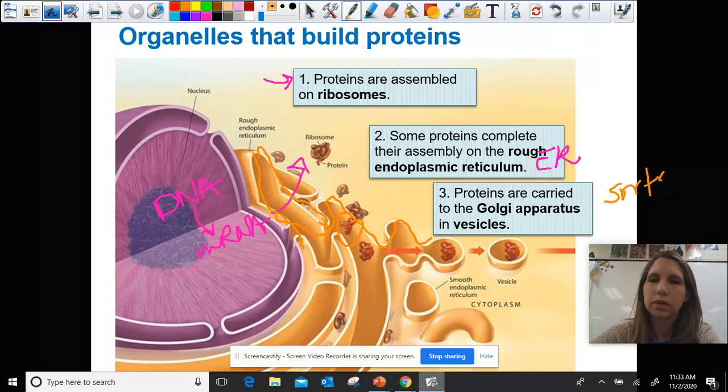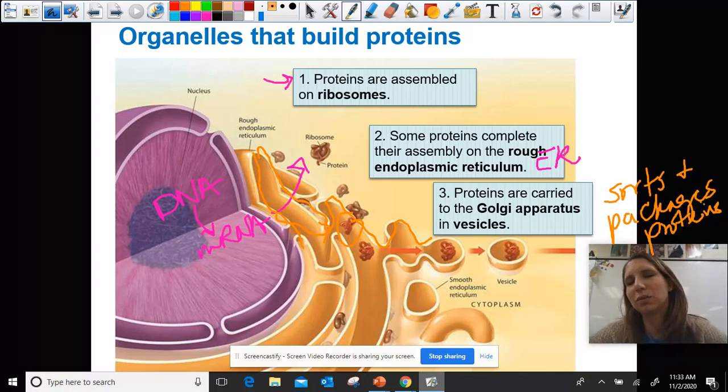and packages proteins. So that's the job of the Golgi. I usually like to think of the Golgi as being kind of like FedEx or UPS or the US Postal Service, where you could actually take something that needs to be sent somewhere, you bring it there, they're going to package it up, and then they send it where it needs to go. That's very similar to what happens in a cell involving a protein.